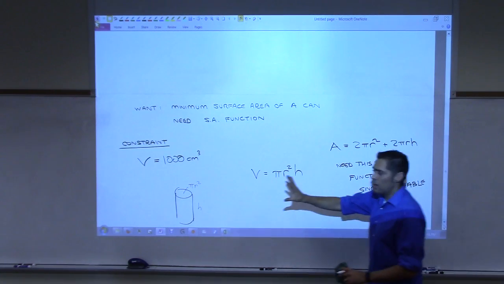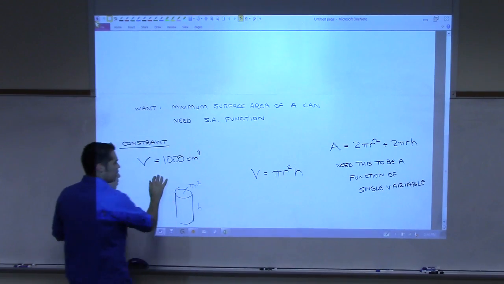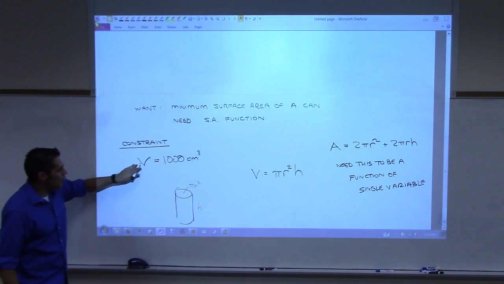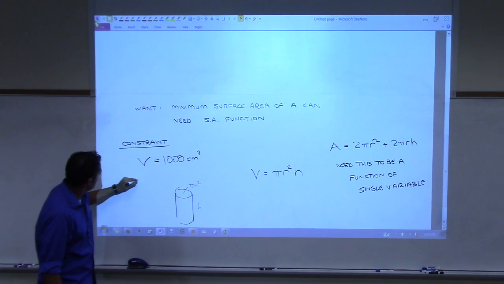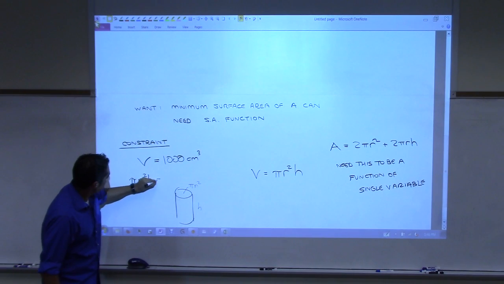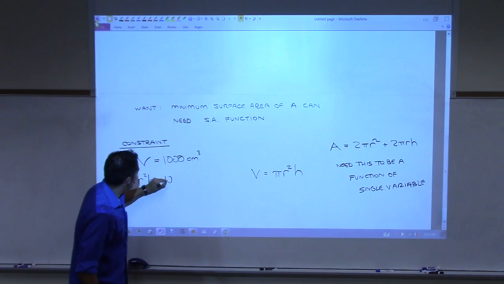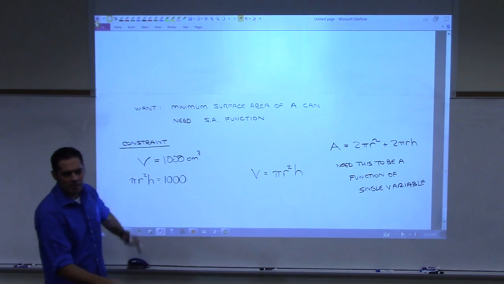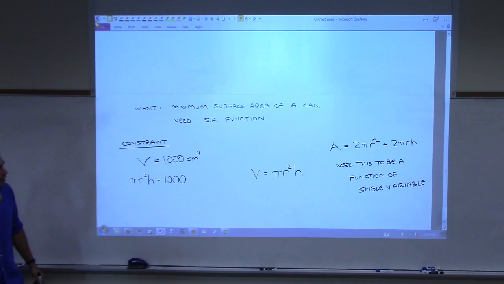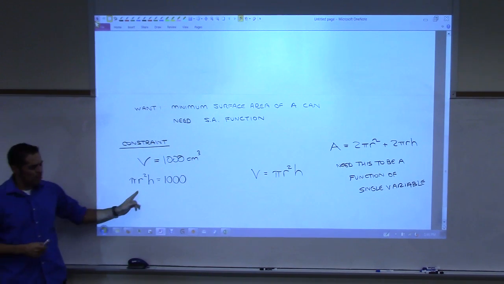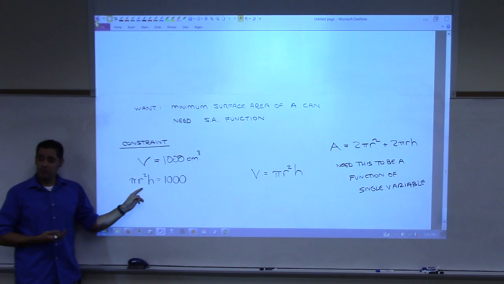So that means in this equation right here, I could say volume, which is pi r squared h, is equal to 1,000. I'm going to drop my units. I'm just going to put 1,000, not cubic centimeters. We'll take care of the units later. And is this good or bad? Well, we can still solve for one variable. I can solve for one of these, right? Do you have a preference? H, why not R?